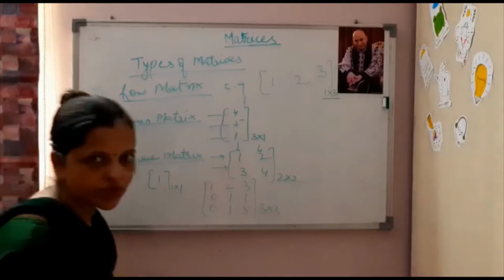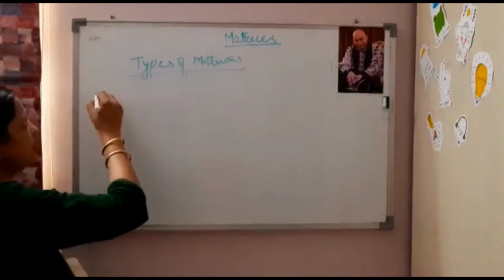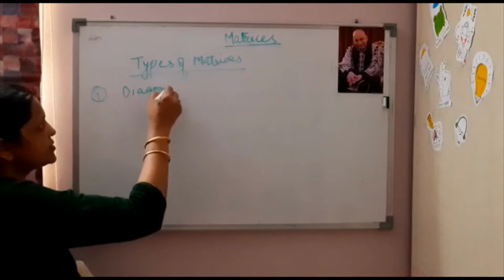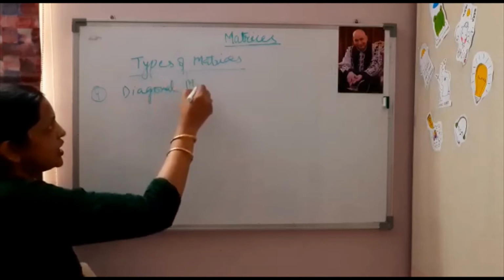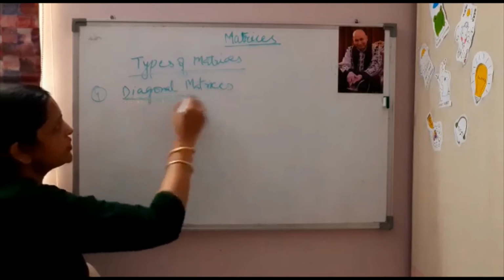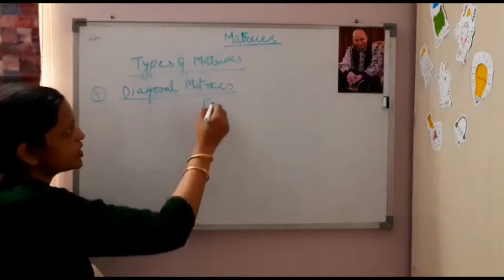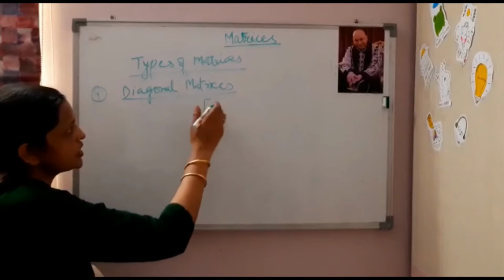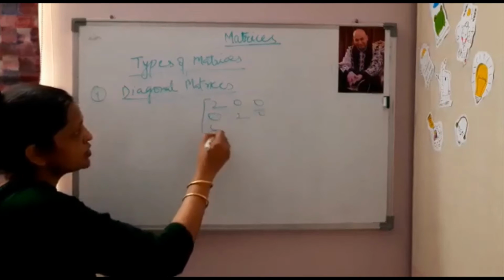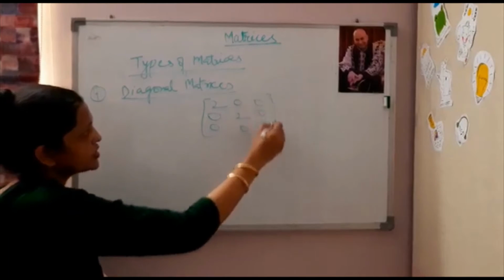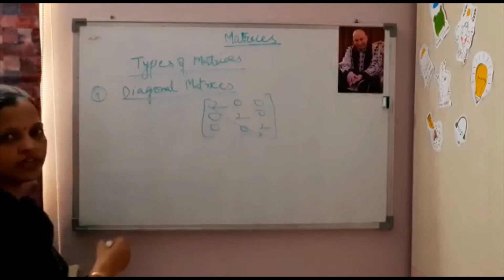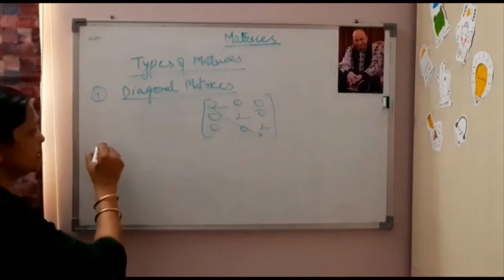Now the fourth one is your diagonal matrix. As the name suggests, diagonal means all the nonzero elements are present on a single diagonal and the rest of the elements are 0. Say 2, 0, 0, 0, 2, 0, 0, 0, 2. In this case, all the elements are present on this diagonal. So this is called a diagonal matrix as well as a square matrix, right?